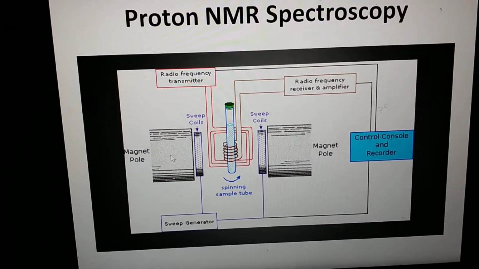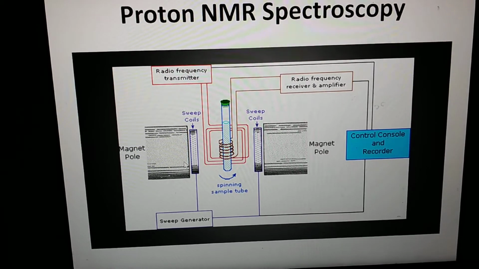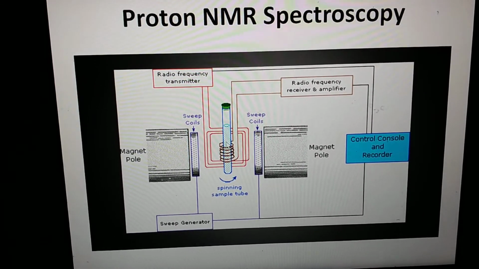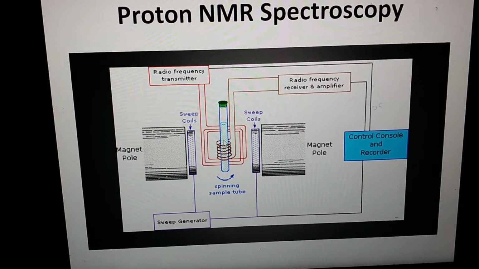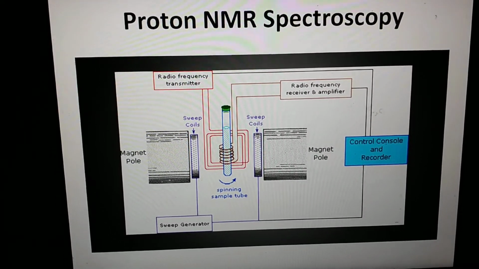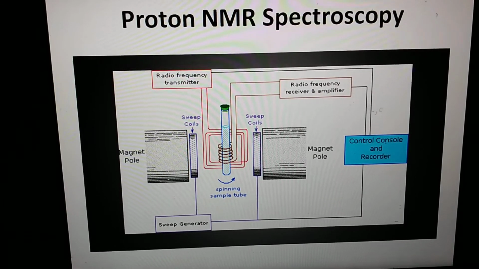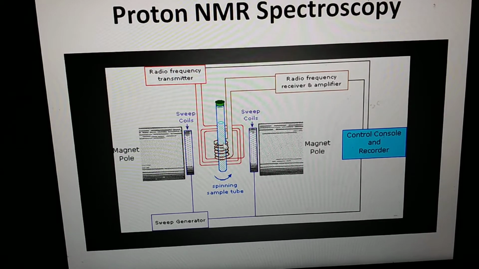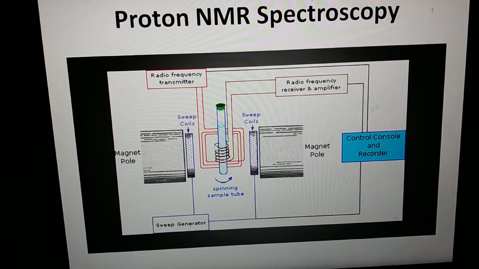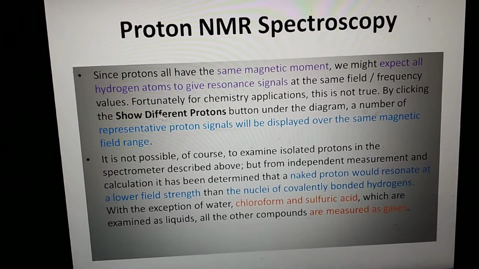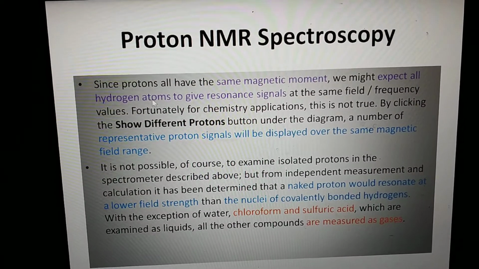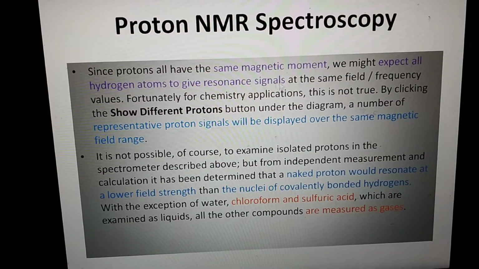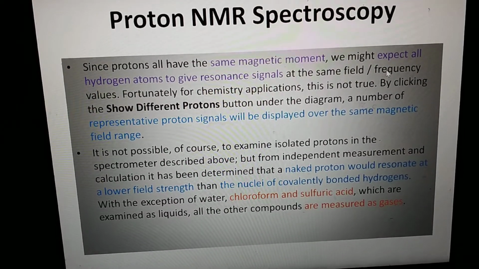This is the magnetic field which is applied. Since the atoms have their own spin state, when an external magnetic field is applied, these will be differentiated into spin higher and lower, and create the delta E values. Since protons all have the same magnetic moment, we might expect all the hydrogen atoms to resonate at the same field. So it is a very important point.